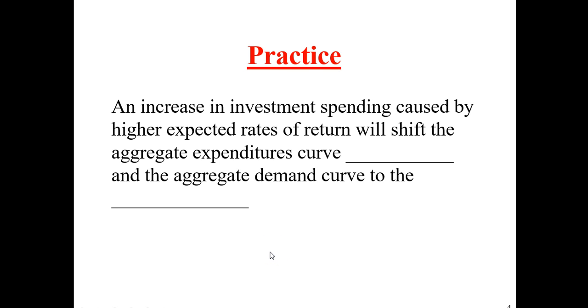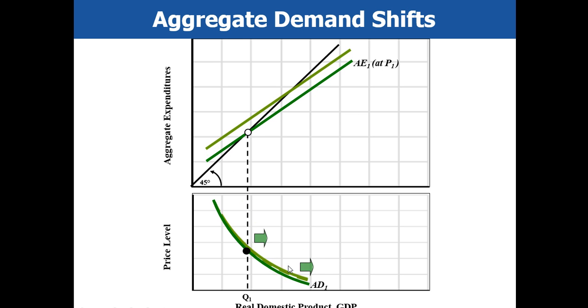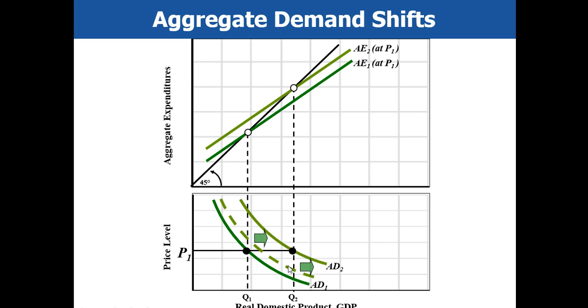To practice this a little bit, because this is how you're going to be asked to understand it on quizzes, consider how an increase in investment spending will cause higher expected rates of return. If you remember how we deal with the aggregate expenditures model, it's going to cause the aggregate expenditures curve to do what? And what will that mean for the aggregate demand curve? So go back to the model we were looking at before, and you should be able to see how, in this case, as aggregate expenditures change, you have a change in aggregate demand. So you can see that movement from one place to another.